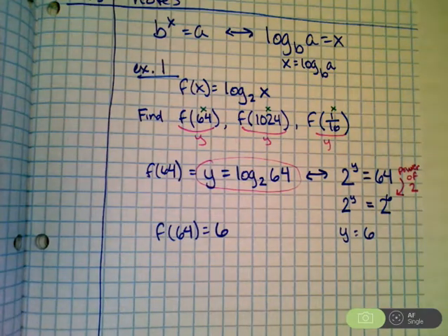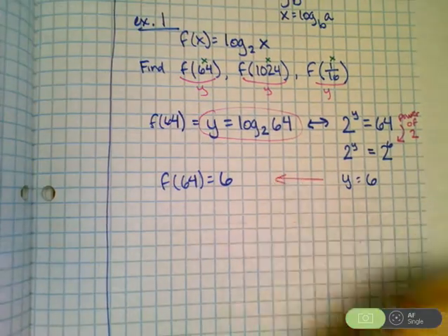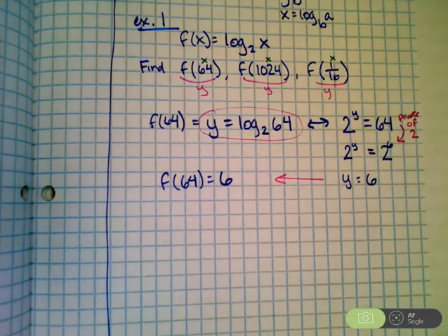which means f of 64 is equal to 6. I did that sort of in a circular pattern, but I didn't want to take up too much more space on my paper.